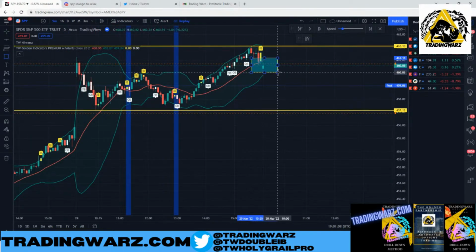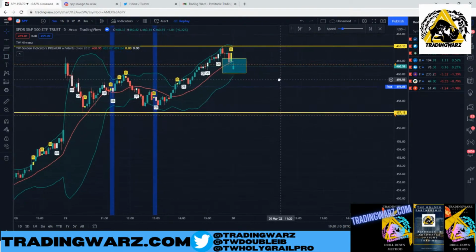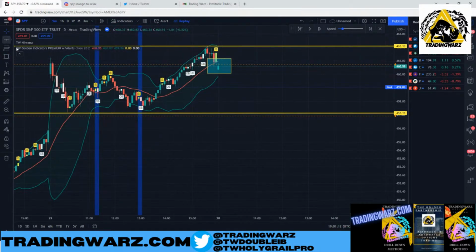So you can see here, if I draw a box on this candle, this candle is not outside of the range. So what can we expect when this happens? When we open inside, generally what we're going to see is a lot of choppy action, right? It's going to be choppy, and that's what we try to avoid.